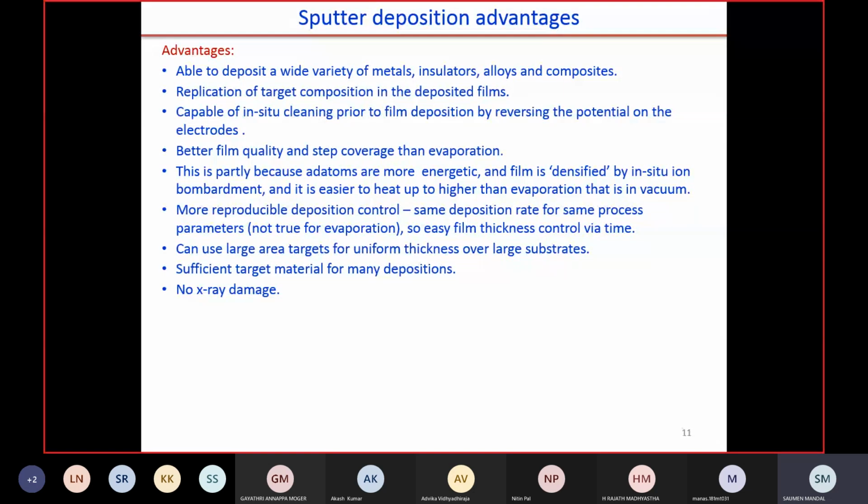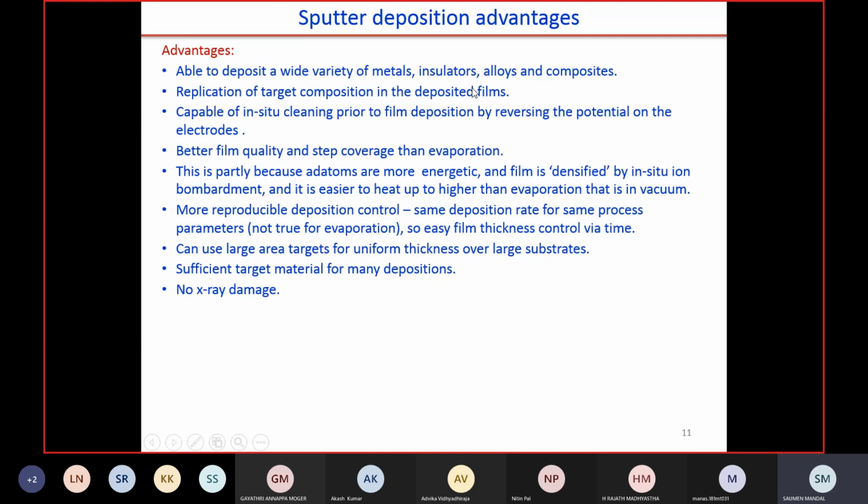Now this sputtering has some advantages, and that's why this technique became very popular. And what are these advantages? It is able to deposit a wide variety of metals, insulators, alloys and composites. That is actually a huge advantage. Metal is easier in PVD as well as in sputtering. But if you go for alloys, then intermetallics or sometimes oxides, it will be a real challenge in physical vapor deposition.